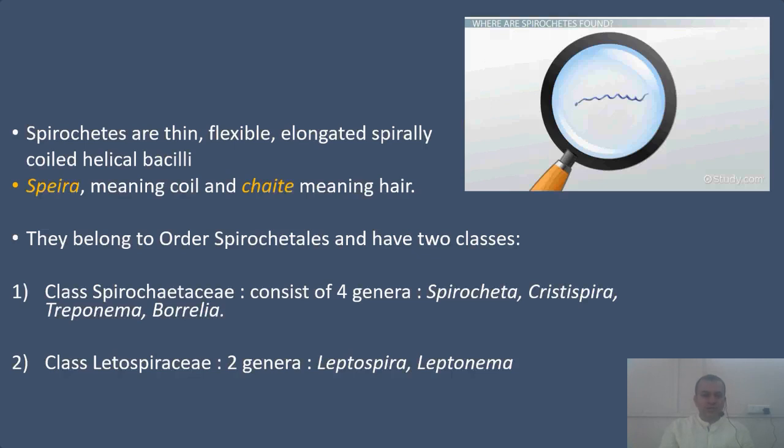Now we're starting with the general idea of what the spirochetes are. The spirochetes are thin, flexible, elongated, spirally coiled helical bacilli. The name comes from spira, meaning coil, and chaeta, meaning hair. They belong to the order Spirochaetales, and they have two families. Family 1 is Spirochaetaceae, which consists of 4 genera: Spirochaeta, Cristispira, Treponema and Borrelia. The second is Leptospiraceae, which has 2 genera: Leptospira and Leptonema.